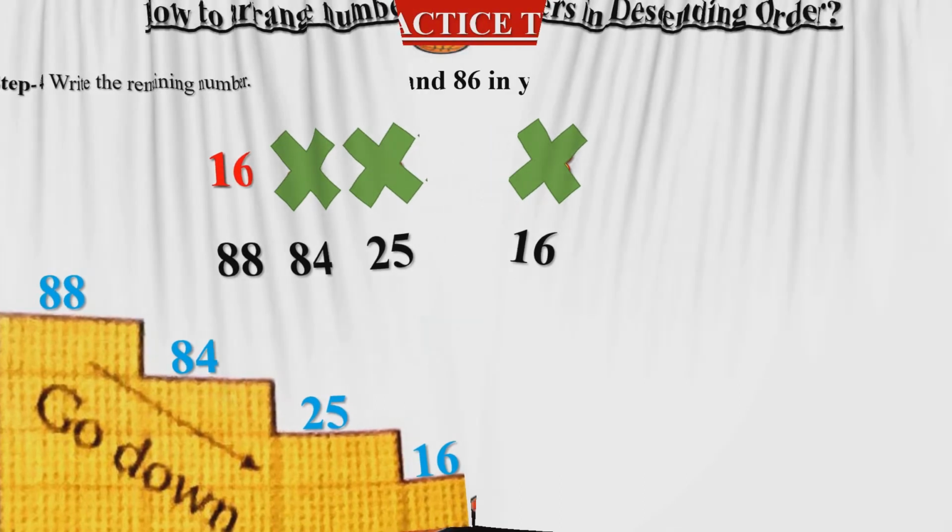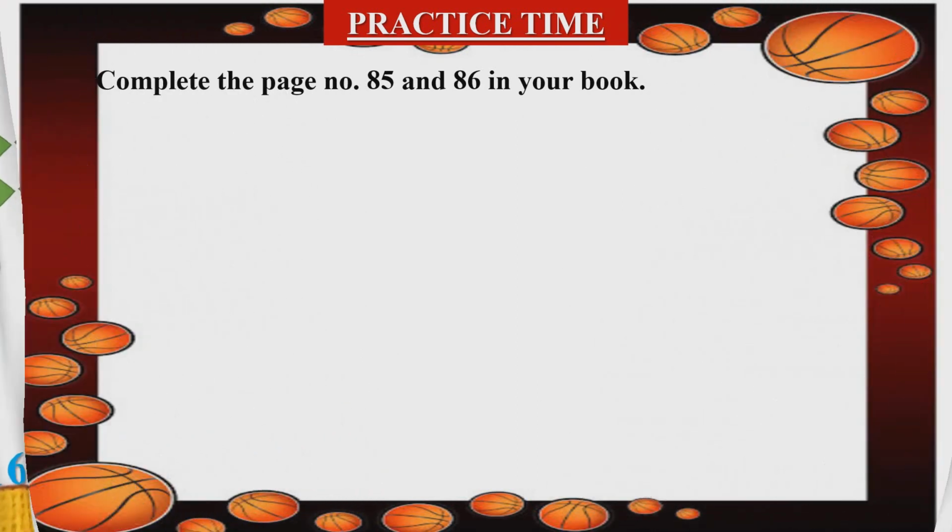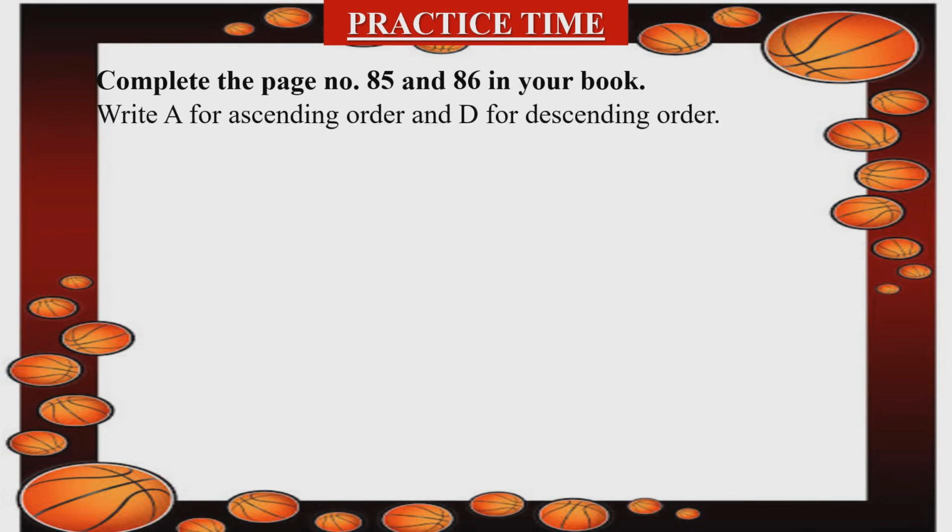Now kids, it's your practice time. Question is, complete the page number 85 and 86 in your book. Some examples are given here. Write A for ascending order and D for descending order. Numbers are 14, 21, 35, 94 and 99.